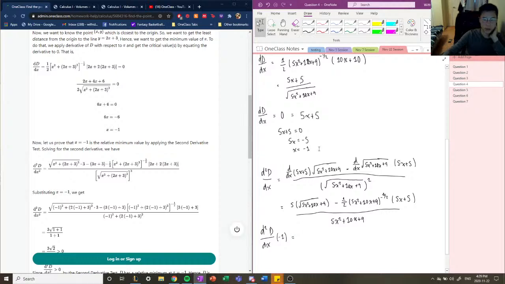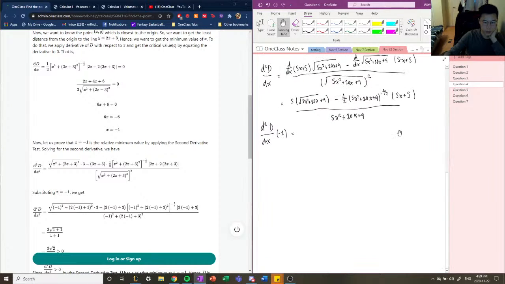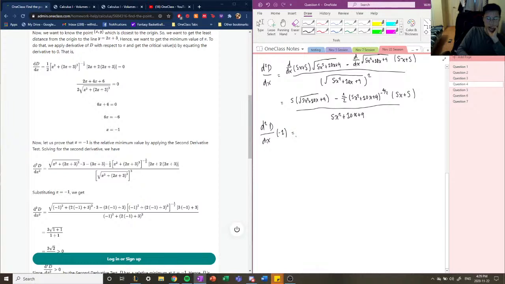Okay. Let me pan down a little more too. Okay, so the double derivative, or the second derivative of d with respect to x, would equal 5. So 5 minus 10 is 5. 4, so root 2, or 2.